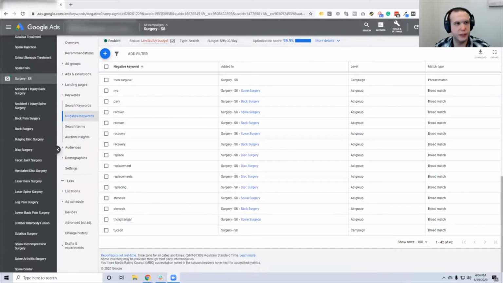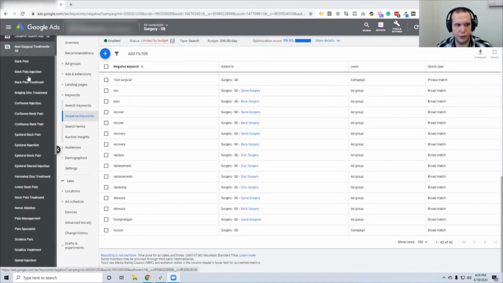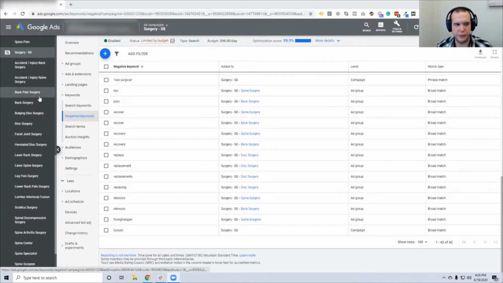Of course, for privacy reasons, you'll see the name up there blurred out. I'm not going to be able to show ad copy today because this is a real client, but I wanted to share what keyword sculpting is and how it can really help segment your campaigns in a useful way. You can see here on the left we have 2 campaigns: the non-surgical treatments and the surgical treatments.